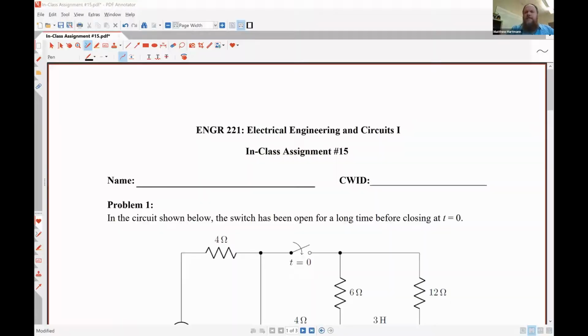Oops, I went to the wrong thing. Share screen. There we go. All righty.